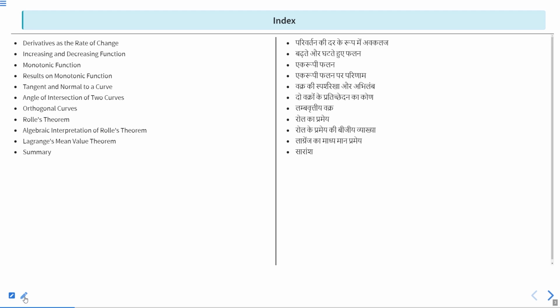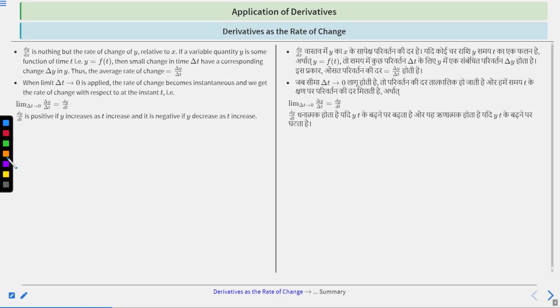So let's start with the contents of this chapter. In today's lecture, we will see derivatives as the rate of change, increasing and decreasing function, monotonic function. After that, we will move to the results on different monotonic functions. We will see tangent and normal to a curve, angle of intersection of two curves, what are orthogonal curves. We will see what is Rolle's theorem, algebraic interpretation of Rolle's theorem. After that, we will see Lagrange's mean value theorem, and in the last we will go with the summary of this chapter. Okay, so let's start.